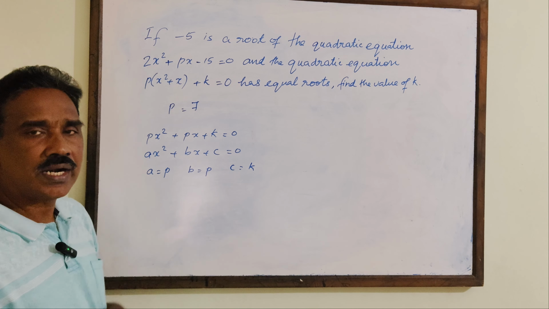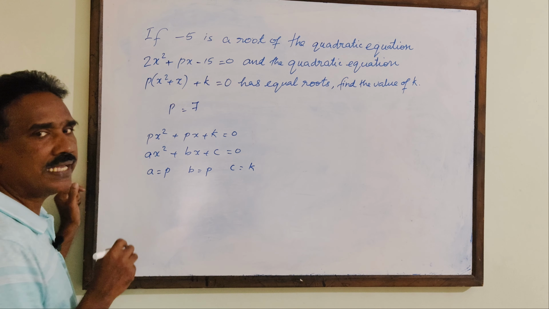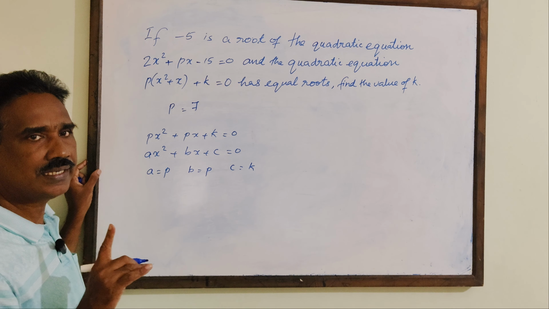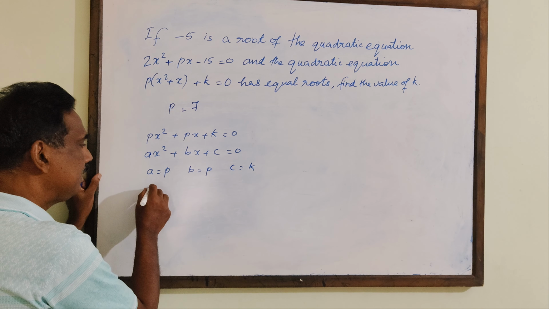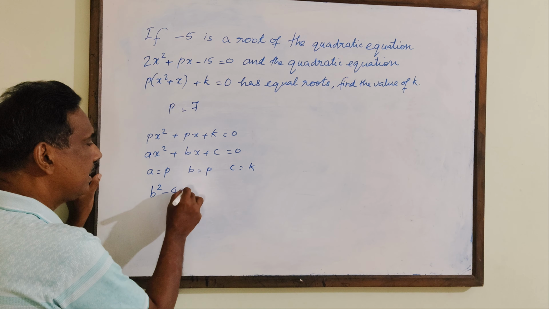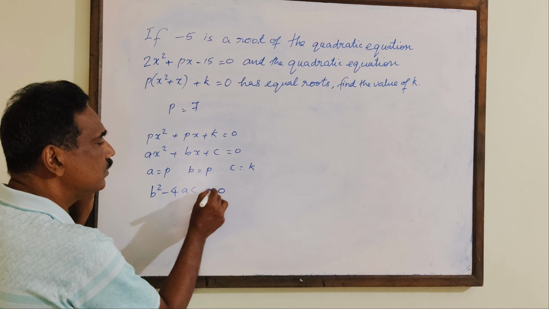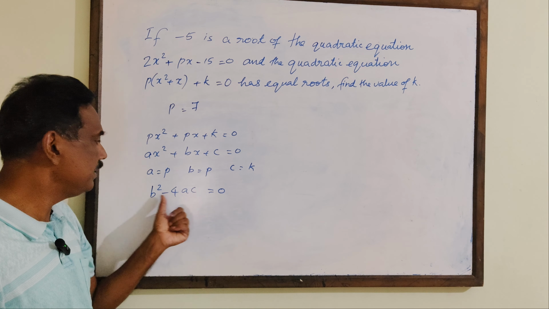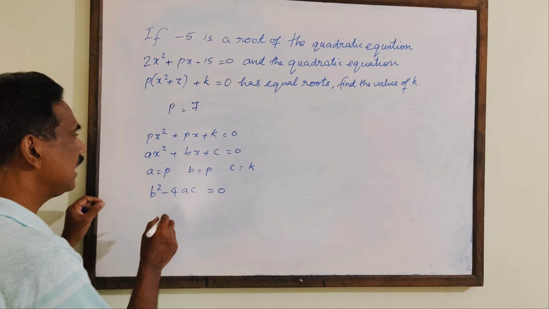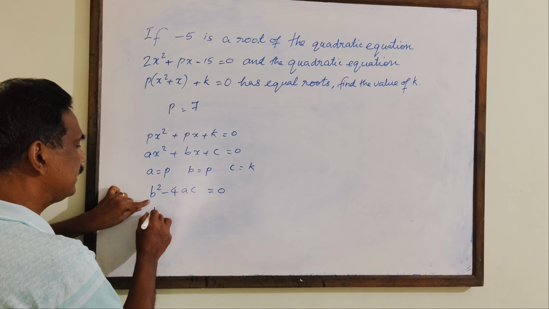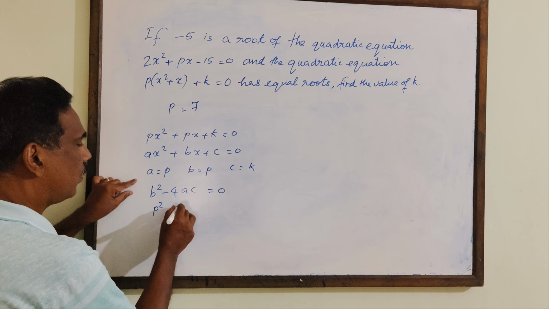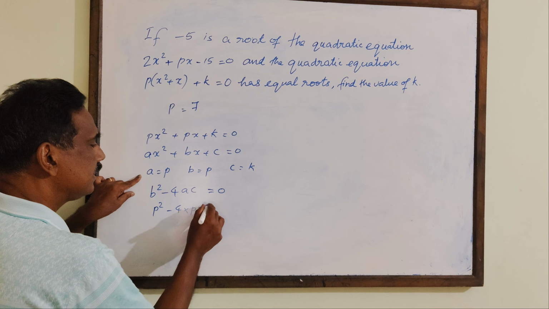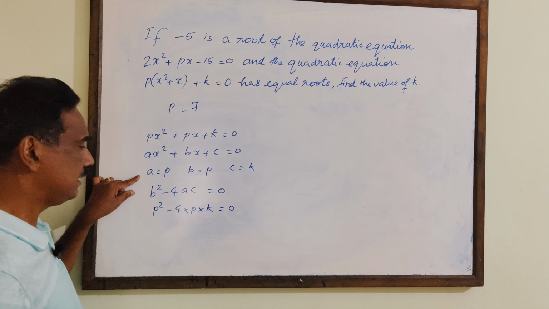For equal roots, what is the condition? That is, b square minus 4ac should be equal to 0. That is the condition for equal roots of a quadratic equation. Remember, b square minus 4ac should be equal to 0. This is the condition for equal roots. Therefore, what is b? You can see it is p square minus 4 into a, which is again p, into c, which is k, should be equal to 0.